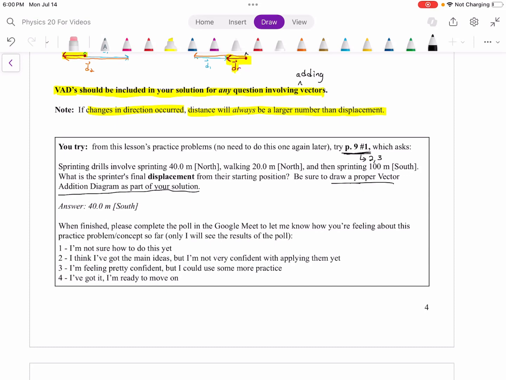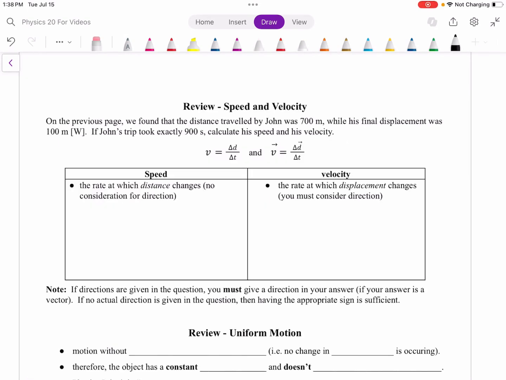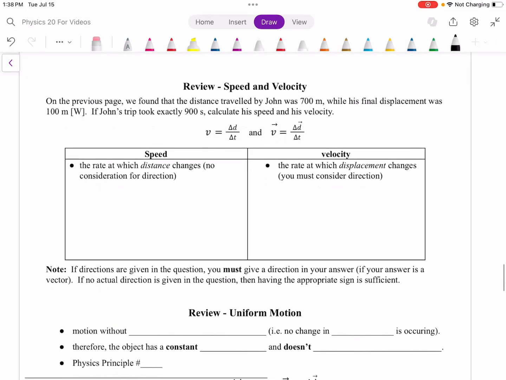Or if you're a student who likes to wait until the end and do all your practice, that's great too. But either way, I want you to stop the lesson now, try this one at the very least out, okay? Before continuing on, checking your answer against this one. So yeah, go ahead.